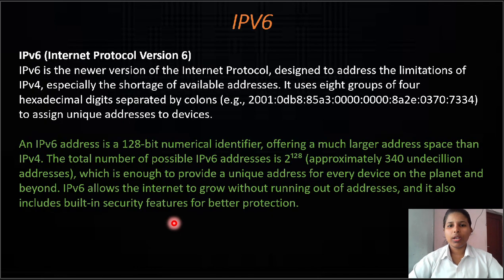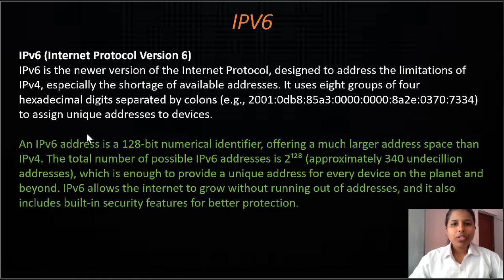Now we can look at what IPv6 is. IPv6 is the same Internet Protocol, with version number 6. IPv6 is a newer version of the Internet Protocol designed to address the limitations of IPv4 as we told, especially the shortage of available addresses. It uses 8 groups of 4 hexadecimal digits separated by colons.